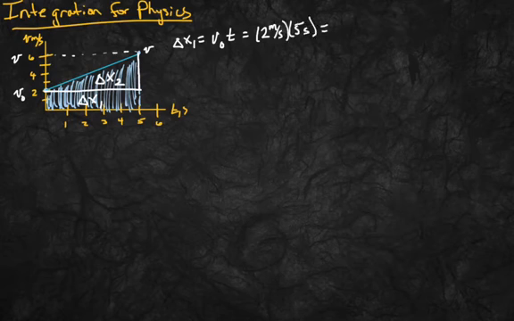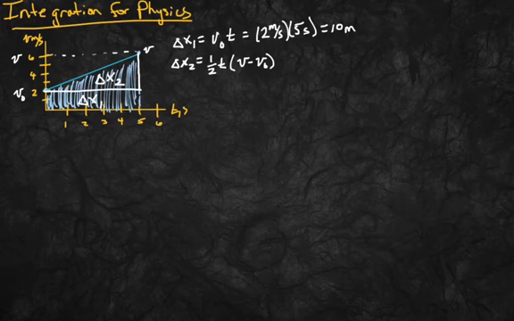Okay, so the rectangle is going to have an area of 2 meters per second times 5 seconds, which gives us 10 meters again. But now we have x2, and this is a little different. This is going to have the area of a triangle, which is 1/2 the time. Okay, so it's 1/2 the height times the base, right?